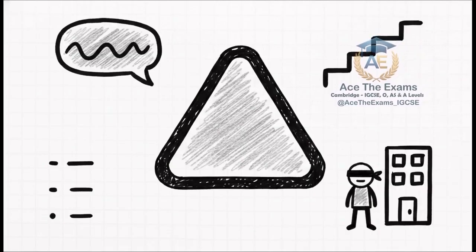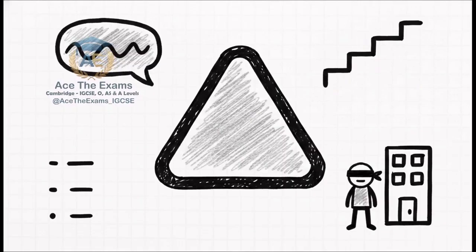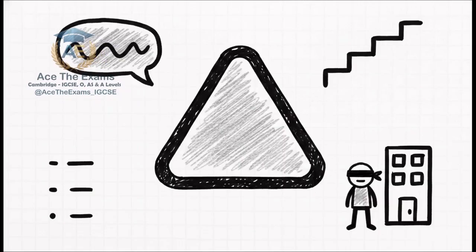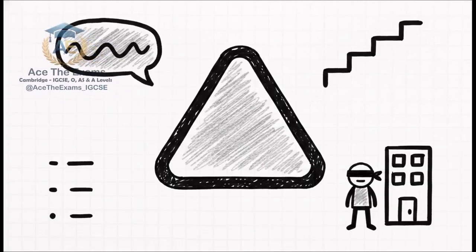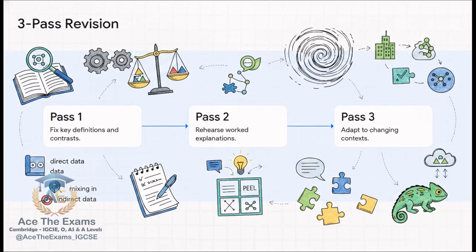And fourth, honestly, the deadliest of all, ignoring the scenario. This is when you describe a technology perfectly, but completely fail to apply it to the hospital or the transport system or the financial service mentioned in the specific question. Avoid these pitfalls at all costs. So, how do you make sure you never fall into those traps?